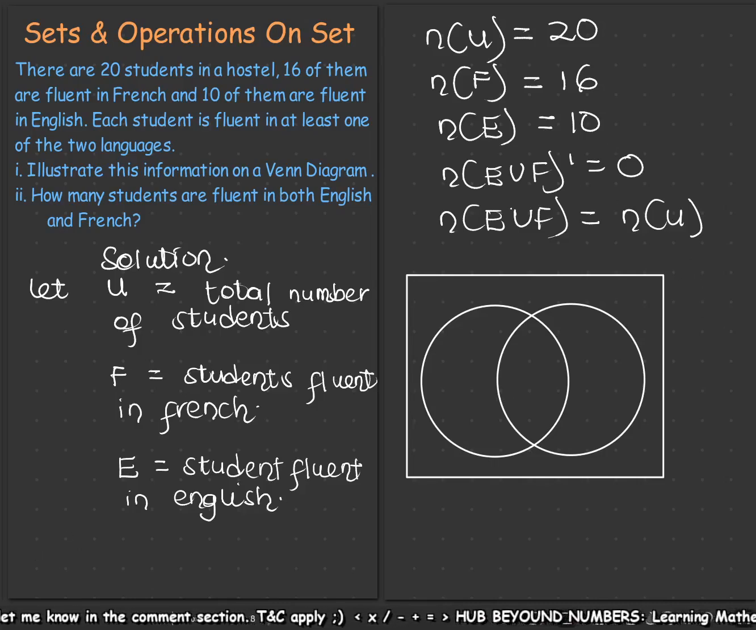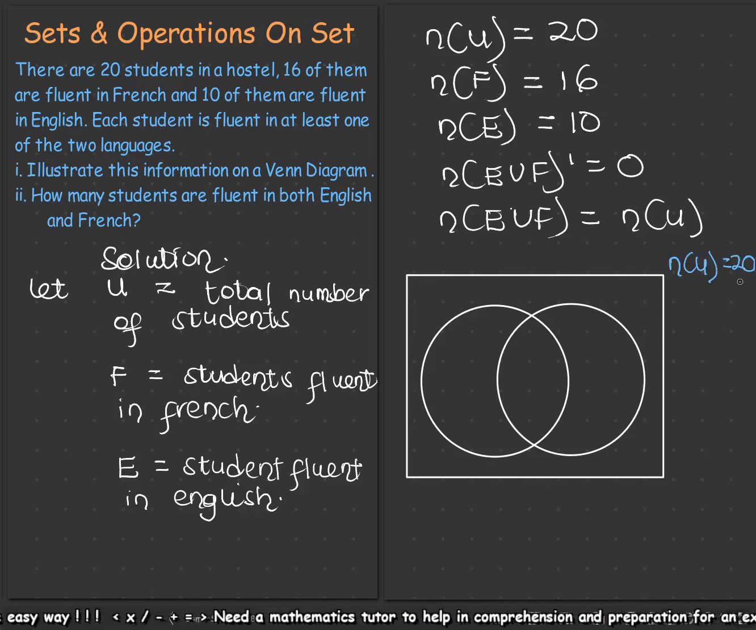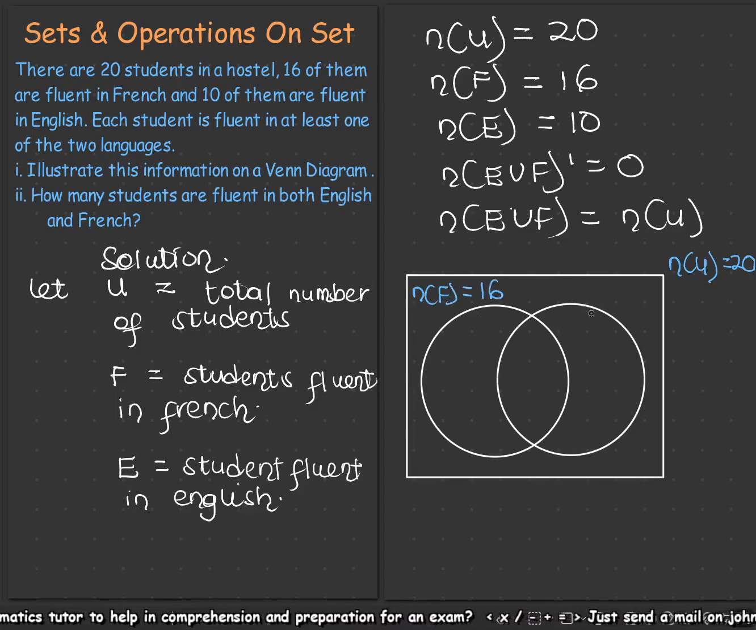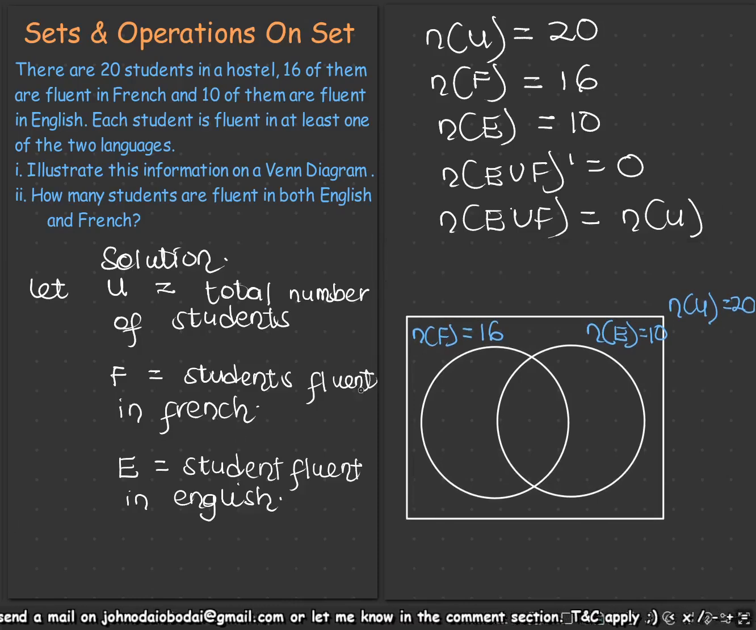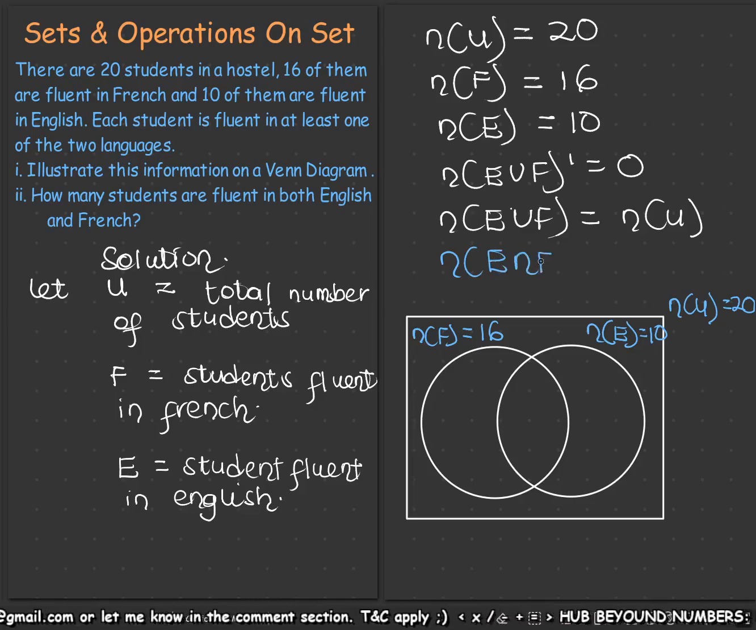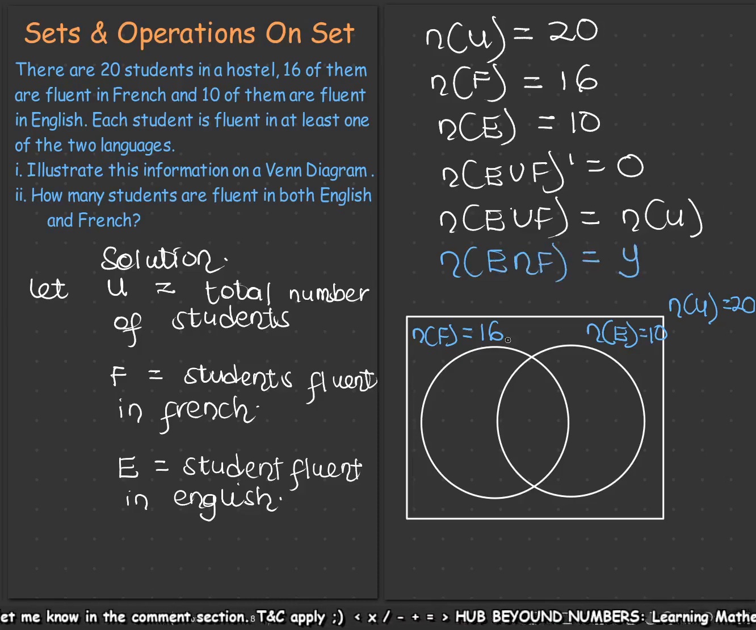Now, after it has been drawn, you fill in all that you need to. So we say the n of U, that is the universal set, is 20. Then the n of F is equal to 16, as we have seen here. And the cardinality of English, n of E, is equal to 10. Then we come to our intersection. Since we weren't given the intersection in the question, we have to represent that with a variable. So we let n of E intersection F be any variable at all. So let's make it y.